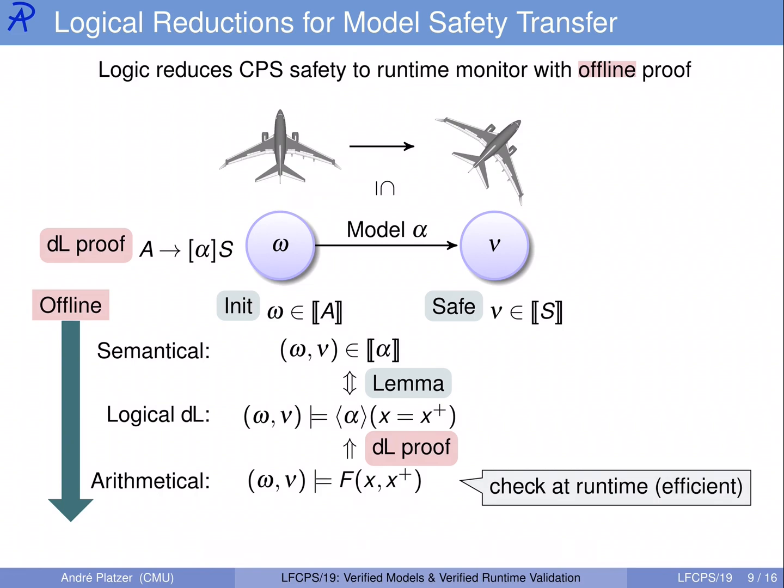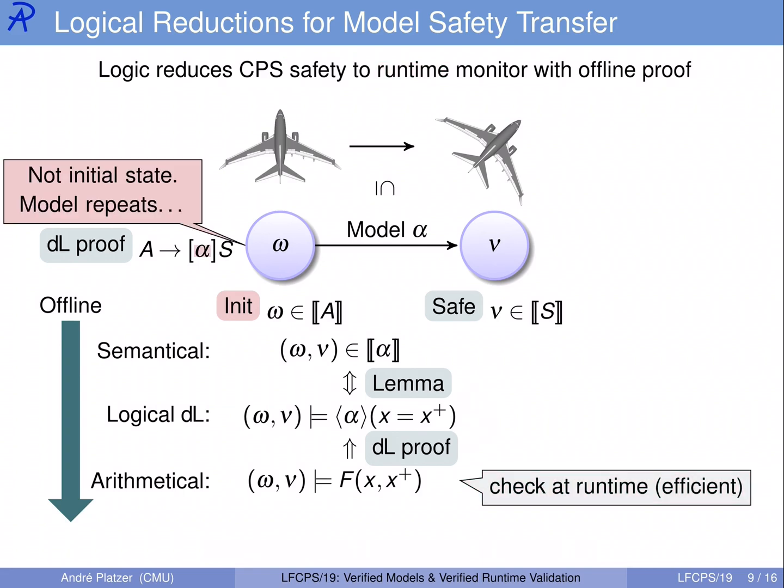So what we overall do is combine the offline proof parts of the system with the runtime monitoring parts of the system, and because this is simple arithmetic, it's comparatively easy to run compared to evaluating a differential dynamic logic formula, which would be technically correct, but is usually a little bit too slow.